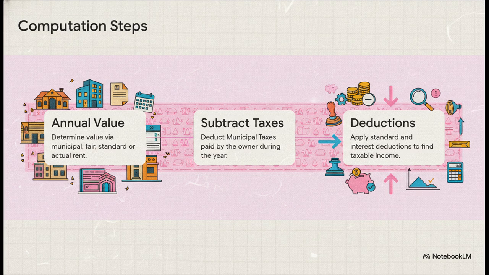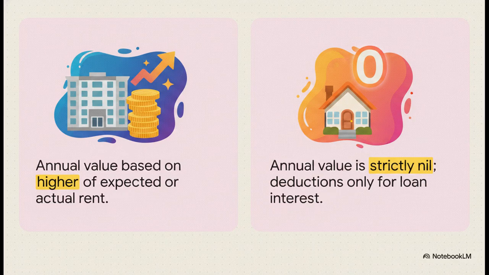Very logical, very structured. But as you'll see, your starting ingredient changes entirely depending on which bucket your house falls into. If it's a let-out property, meaning you rent it out to tenants, your starting annual value is based on the higher of the expected rent or the actual rent you received. But as we mentioned earlier, if it's a self-occupied property, that annual value is strictly nil.